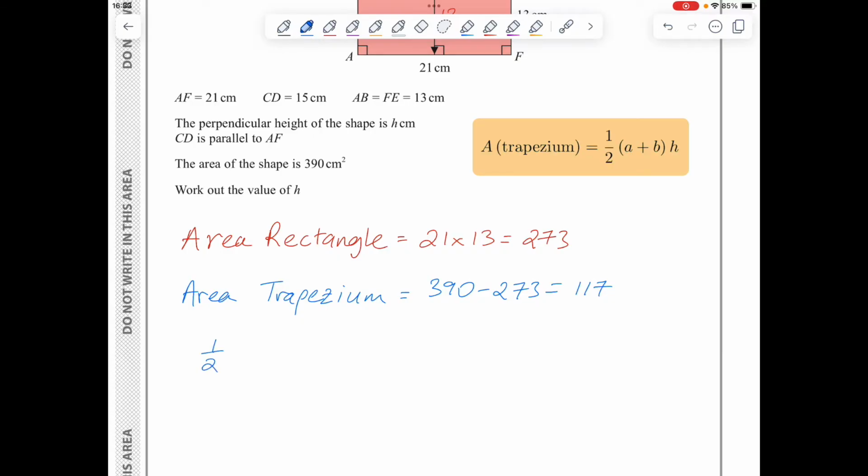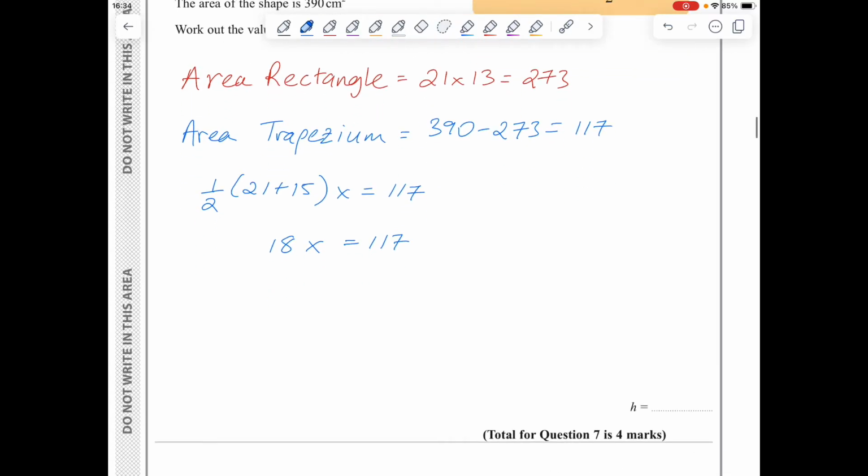Therefore, 1 over 2 times 21 plus 15 times the height of the trapezium, which is x, must be equal to 117. So if I expand the bracket, I'll get 21 plus 15, that's 36, times a half, 18x equals 117. Therefore, x is equal to 117 over 18, which is equal to 6.5. Therefore, the height is equal to 13 plus 6.5, which is 19.5.